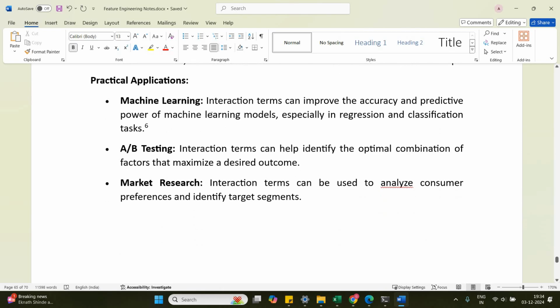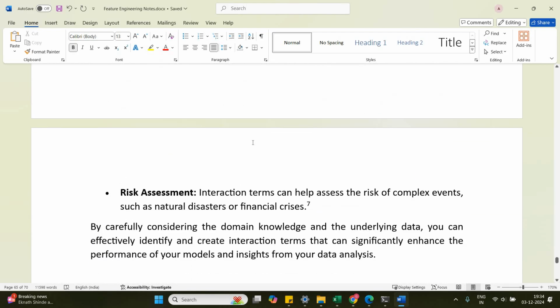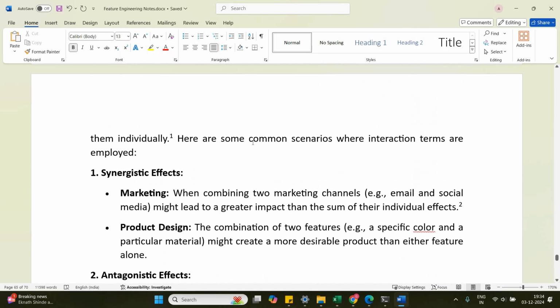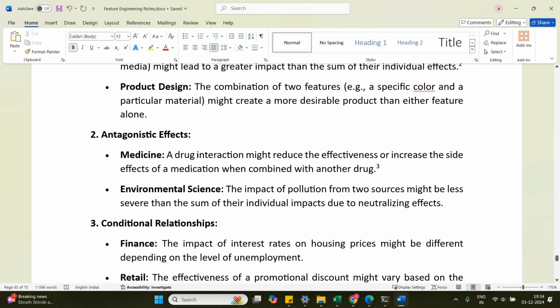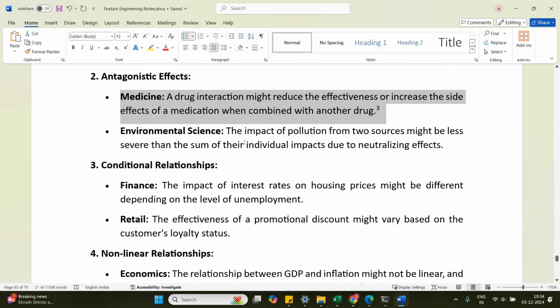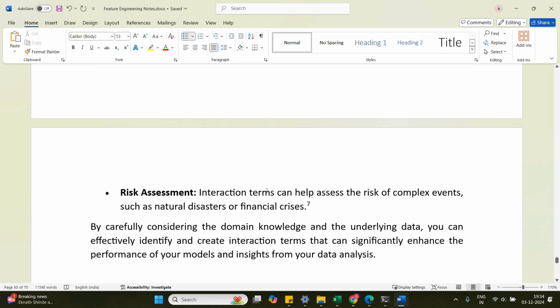So obviously, in market research, in machine learning, this is really useful, and also in risk assessment, right? In risk assessment, you can see an antagonistic effect. This is again risk assessment, in the case of drugs. In the case of environmental sciences, it is also risk assessment. So interaction terms can help assess the risk of complex events such as natural disasters or financial crises.